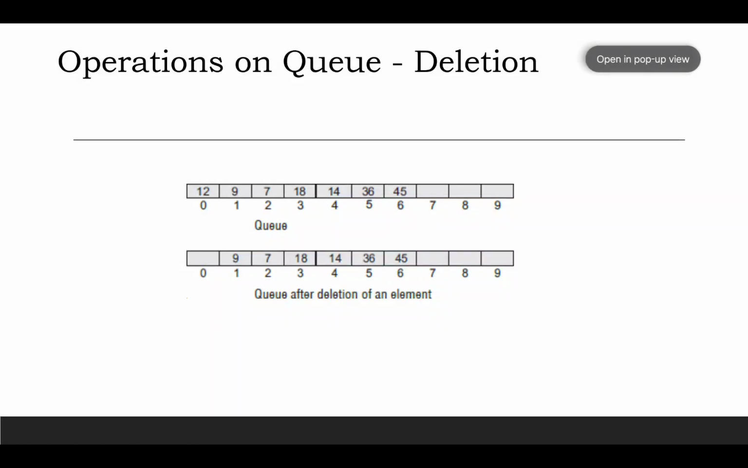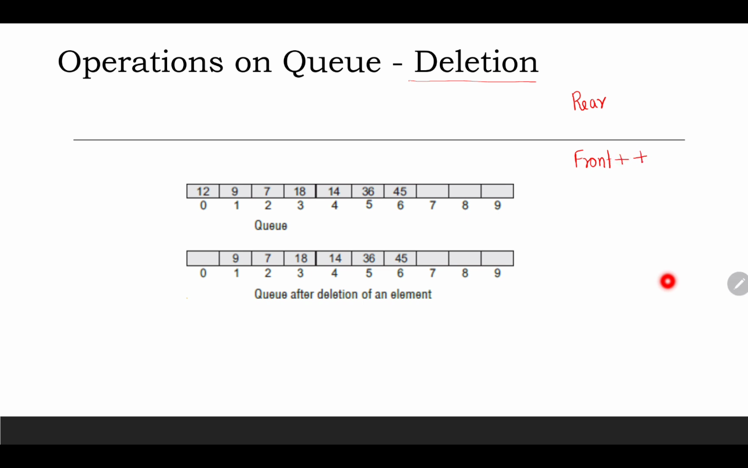In this video we are going to see about the deletion in the queue. Deletion is done at the front position, and we have already seen insertion done at the rear position. So when you are trying to do the deletion, what you have to do is increment the value of the front.